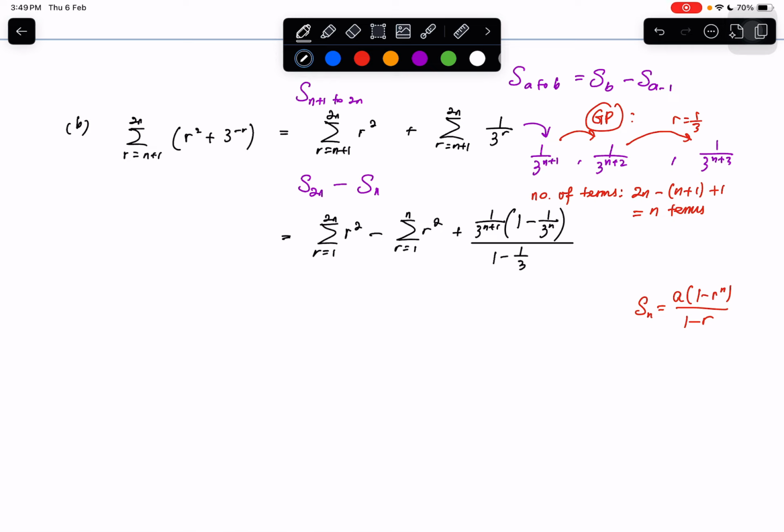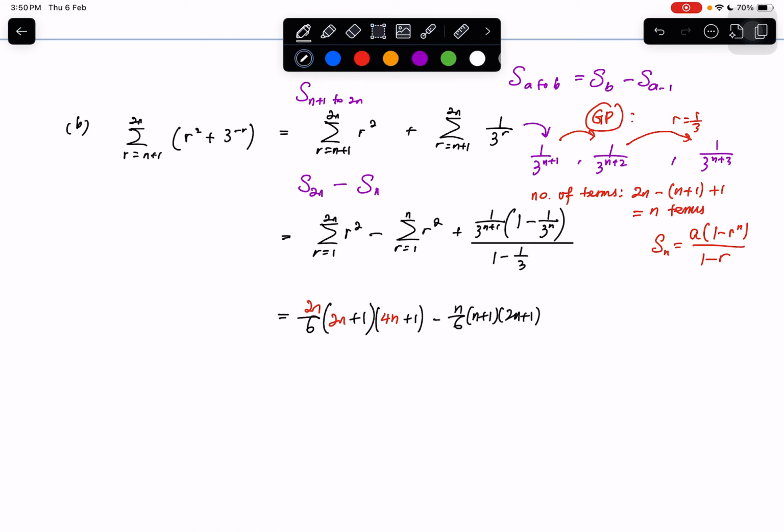Okay, next step, we're going to expand and see what this is. Over here, replacing n with 2n, we get 2n over 6, 2n plus 1, then 4n plus 1. Then minus, this one is n, so just apply the formula. This would be n plus 1, 2n plus 1. This one is very straightforward.